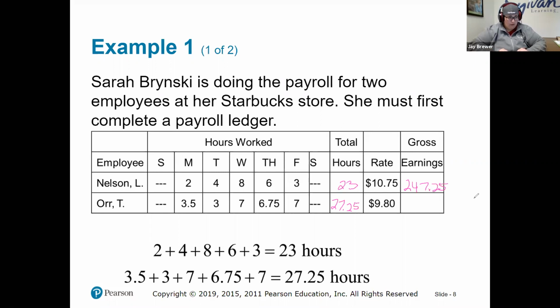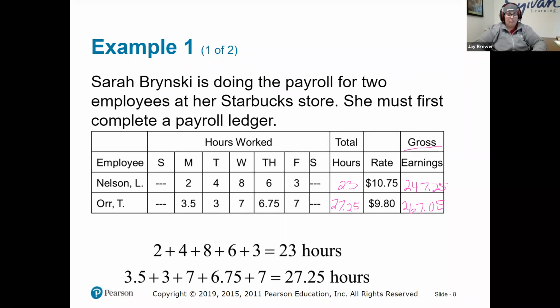And then we get 980 times 27.25. So a little bit different. They obviously worked a little bit longer, so even though they're at the lower pay, they're getting a little bit more money. However, what's not being included here? Why is it called gross and not net? What haven't they done? Taxes. Right, they didn't do any of the deductions.